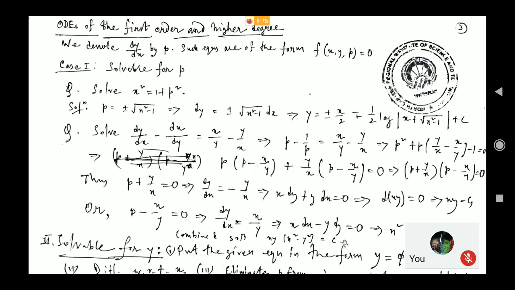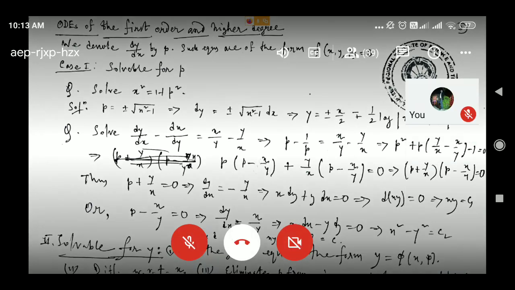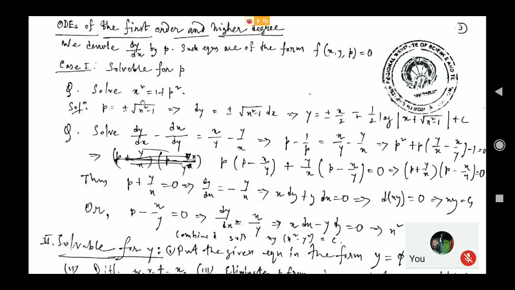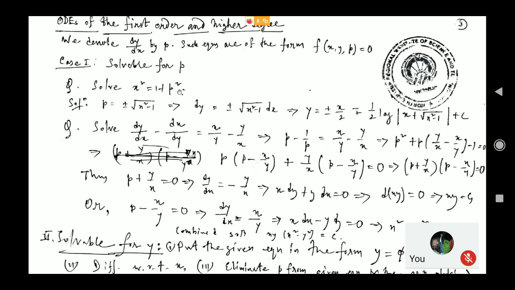Okay, so that is the method for solving for p. A very simple technique. So remember, it is applicable for first order and higher degree equations. Higher degree means what? What is the degree of this equation, x squared equals 1 plus p squared? Order is 1 because only dy/dx is there, and the highest power of the first order derivative is 2. So the degree is 2. It is first order, higher degree.